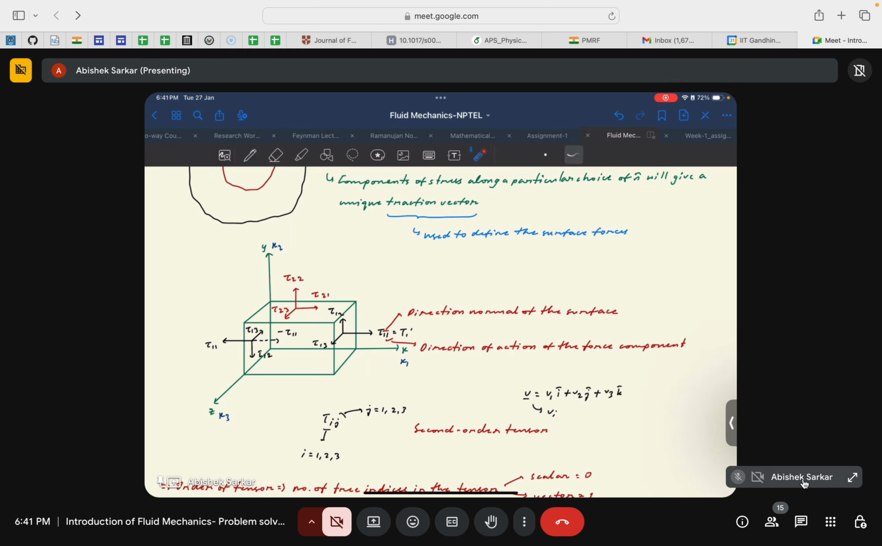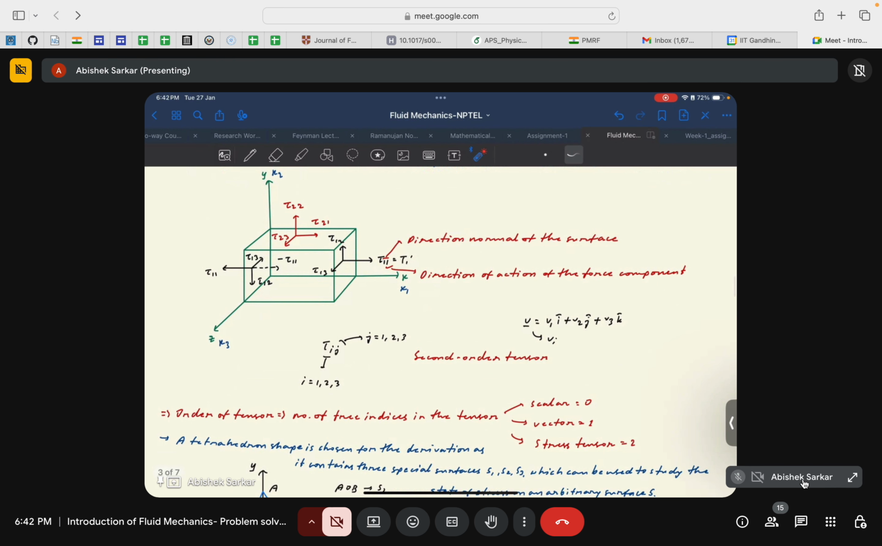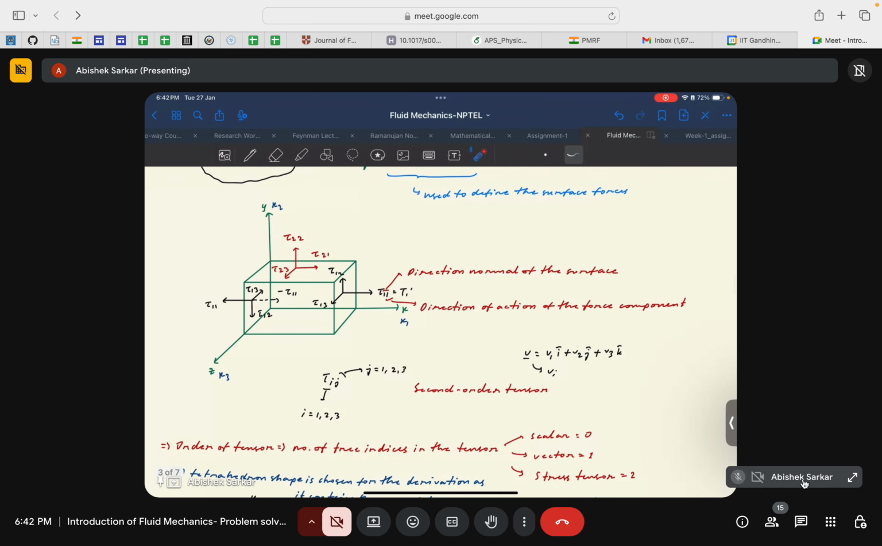For that we need a base from where we can start our discussion, so we will start with a simple shape. Since a cubical or cuboidal shape aligns quite well with the direction of the Cartesian coordinate system, we are using a cuboidal shape. In order to understand that, let us denote the stress components.